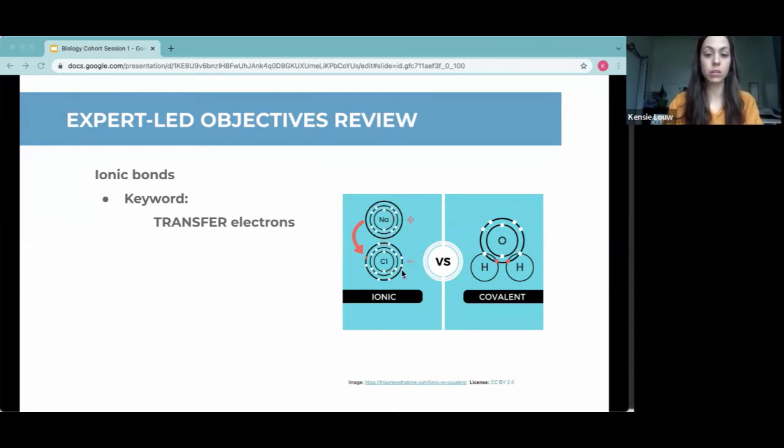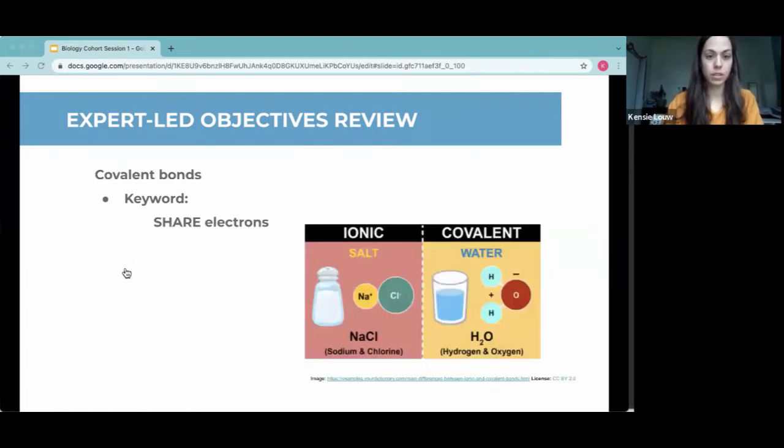So when sodium and chloride are together, they can form an ionic bond. Sodium gives up an electron to become a positive ion, and chloride picks up that electron from sodium and becomes a negative ion. So transfer of electrons, ionic bond. Ionic bonds are extremely polar and much more polar than covalent bonds, which we'll talk about next. So next, covalent bonds. And the keyword here is share.